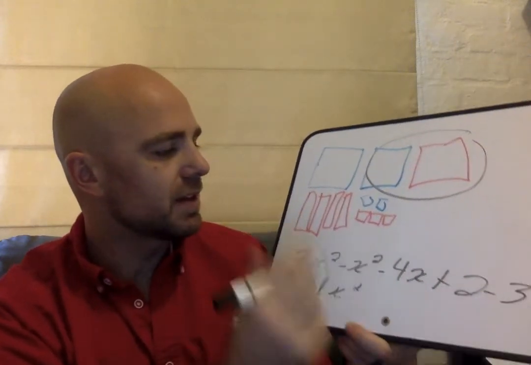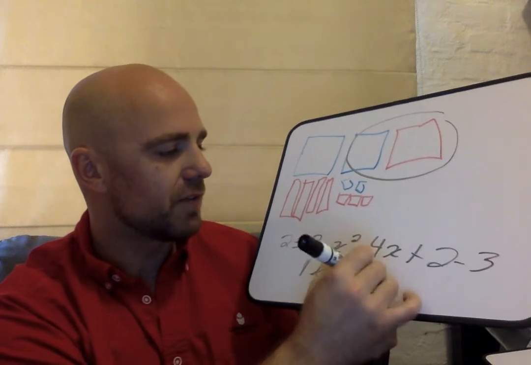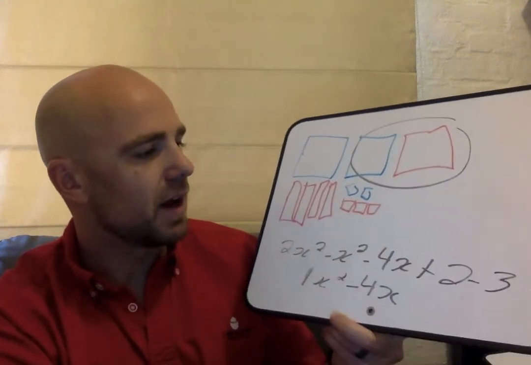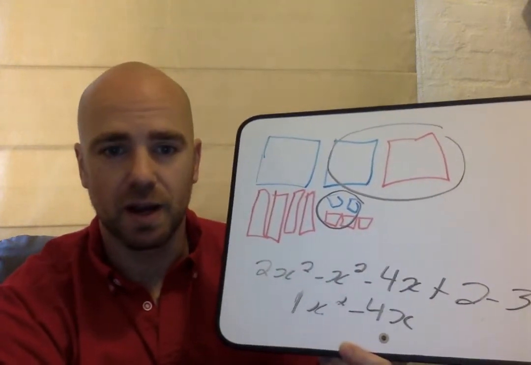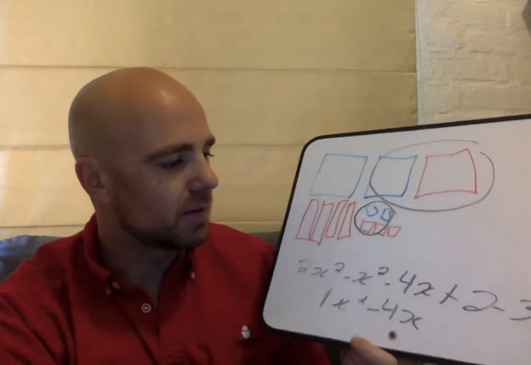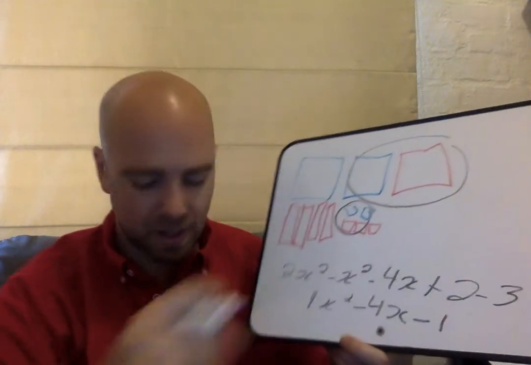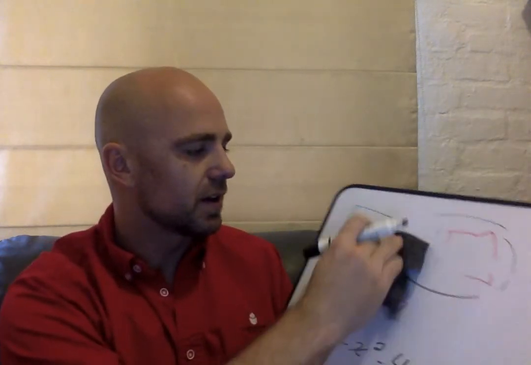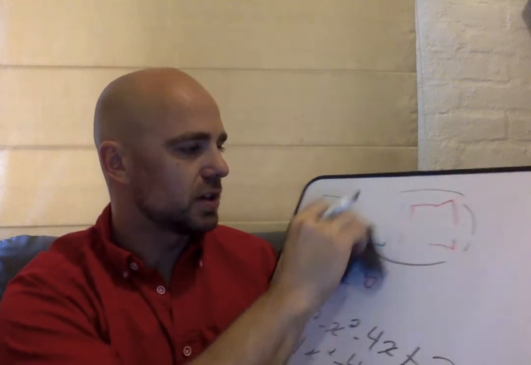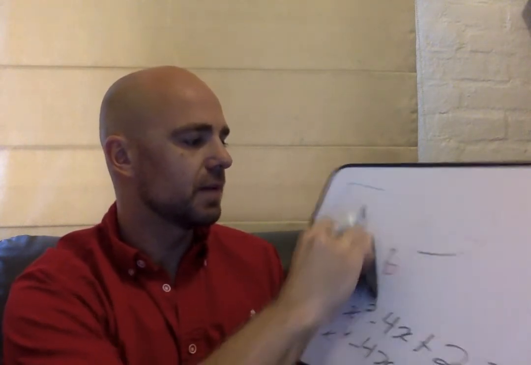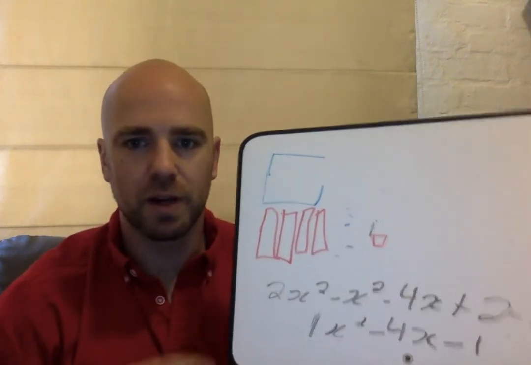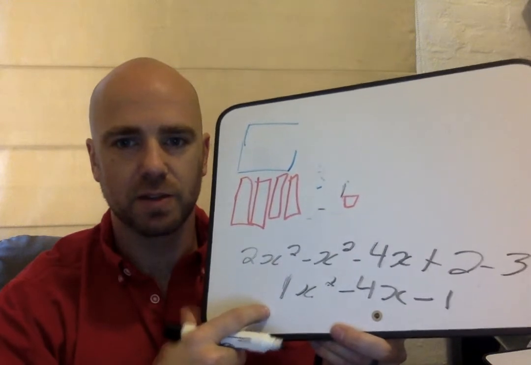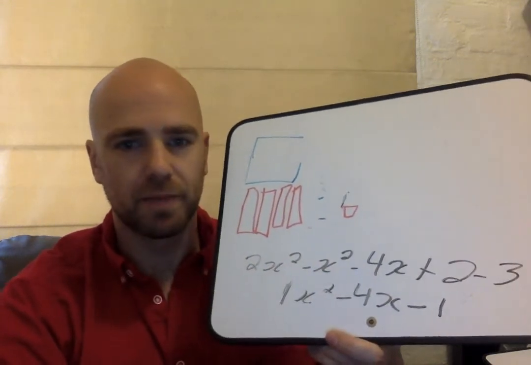We don't have anything that the x's will eliminate, so we're still going to have our 4x. And here we have these zero pairs that we can group together, so that's going to leave us with -1. If I eliminate everything, this is what the whole thing should look like: 1x squared minus 4x minus 1, which is what we are doing when we eliminate stuff.